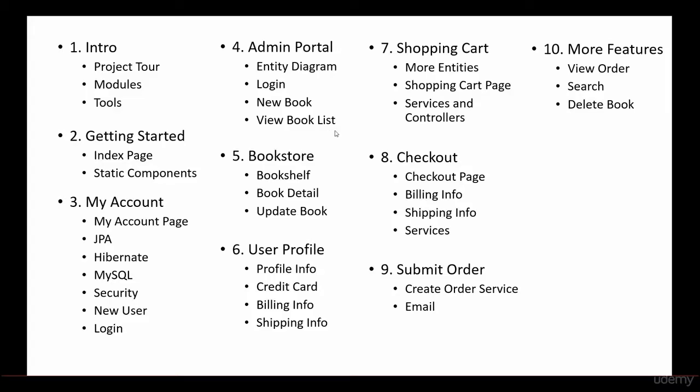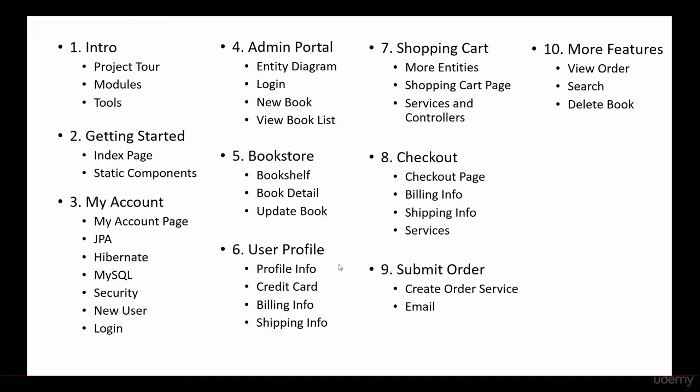In the fifth section, we have the bookstore part, or the front end. We come back to the front end and we'll start to add the bookshelf. Basically, it is the book list view in the bookstore front end. And we will add the book detail page, and we will add update book functionality at the backend as well.